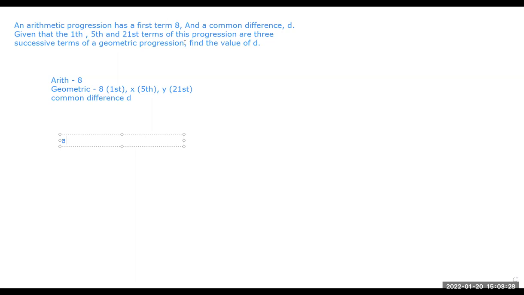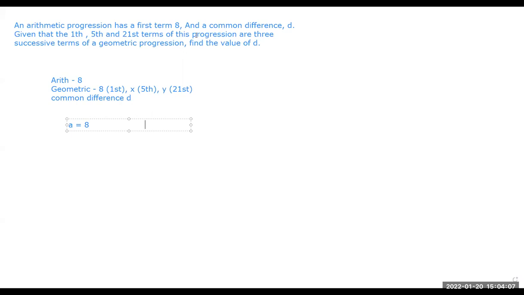Jimmy, what's coming to your mind? The arithmetic progression first term. What's the letter we call the first term? Probably A. So A equals 8. Cool, put that down. Now, the first, fifth, and 21st term, how do you find an expression for the fifth and the 21st term of an arithmetic progression?